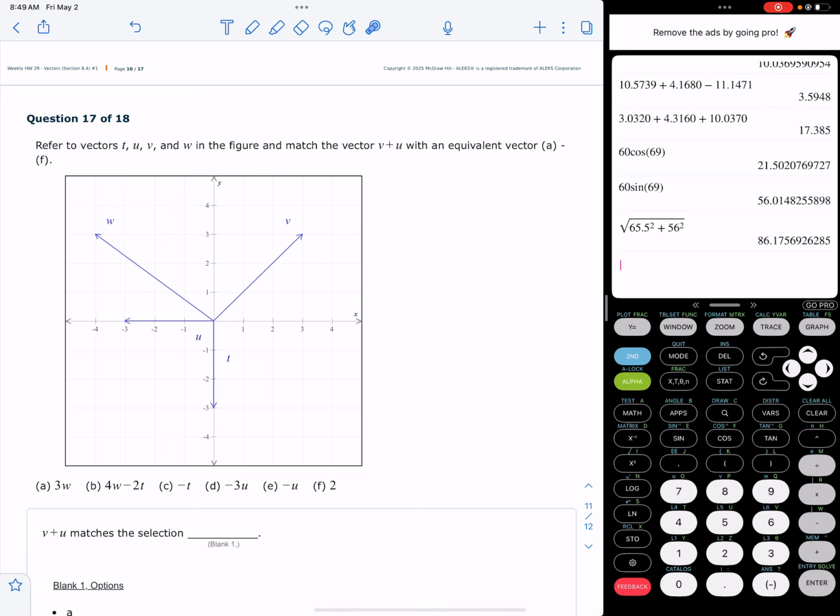Okay, this one starts with V, which is here. And U is here, but we're going to add it. It's 1, 2, 3. 1, 2, 3. So my resultant vector is here to here. So the only vector that's up and down is t. Now t goes down, I'm going up, so I know it's going to be the opposite direction. Is it the right length? 1, 2, 3, 1, 2, 3. It is the right length. So this is negative t.